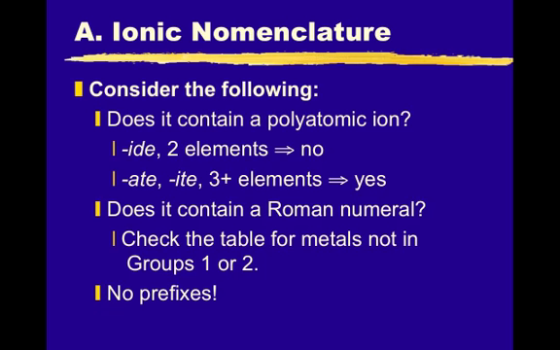Alright, let's consider the following about polyatomic ions. How do we know if it contains a polyatomic ion? Well, if it ends in IDE, it is not a polyatomic ion. It is a binary compound, so it has 2 elements. If it ends in ATE or ITE, then we're going to have to go to the back of our periodic table and look up the polyatomic ion.